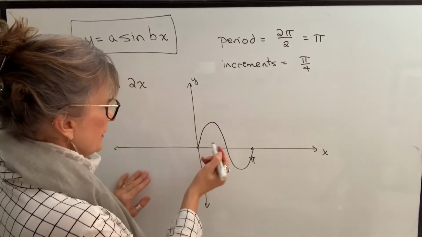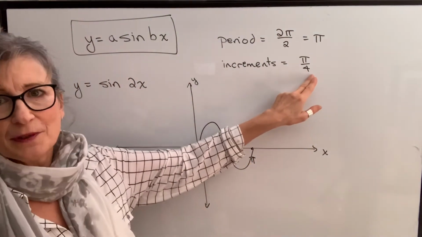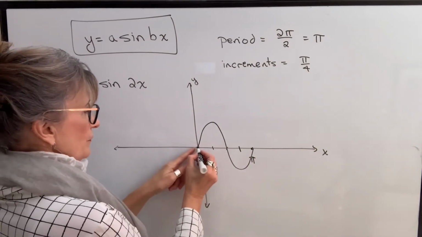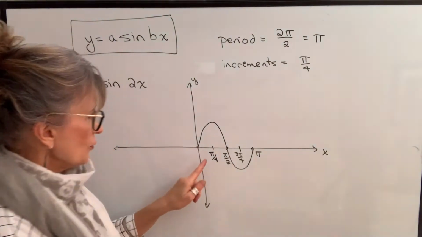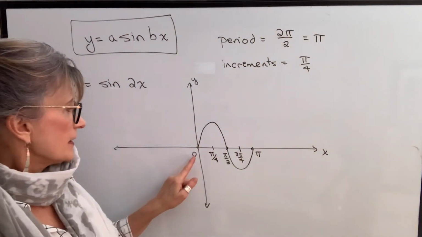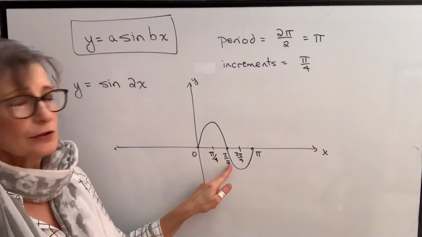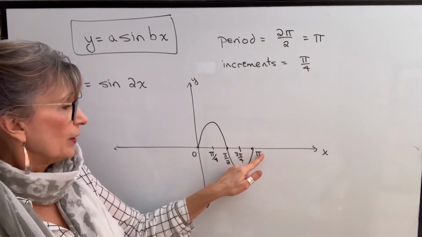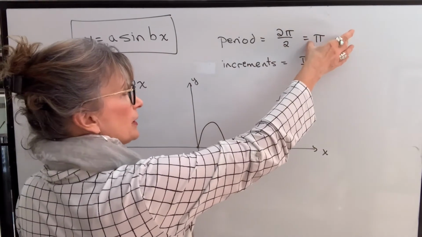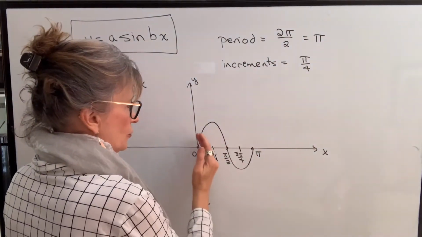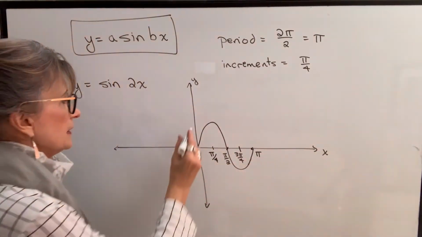And I need to find the 5 key points. I've got 2 of them, but I need to find these 3. And that's where my increments come in. If I start at 0 and I have an increment of pi over 4, this will be pi over 4 units. So my key x values will be 0, pi over 4, 2 pi over 4, which reduces to pi over 2, 3 pi over 4, and 4 pi over 4, which reduces to pi. That's all I needed to do, was find what the period was, find the increments, and then do my points from 0 using the increments to let me know.